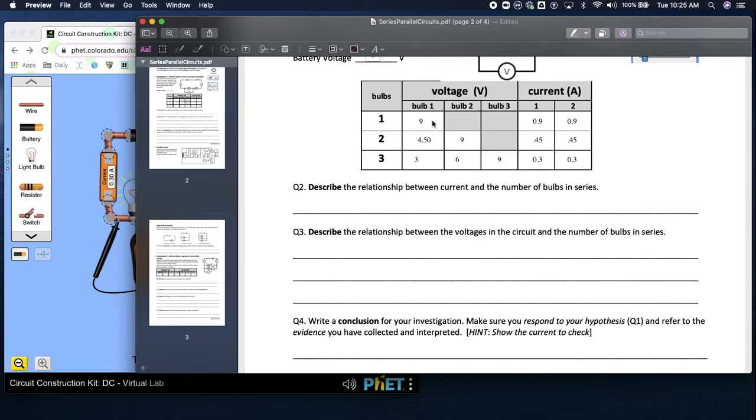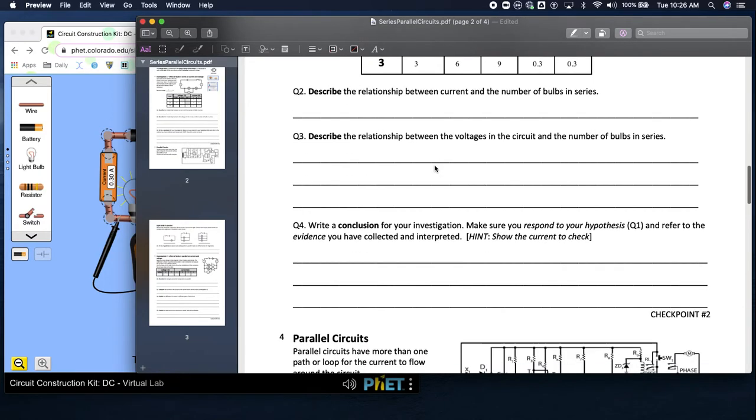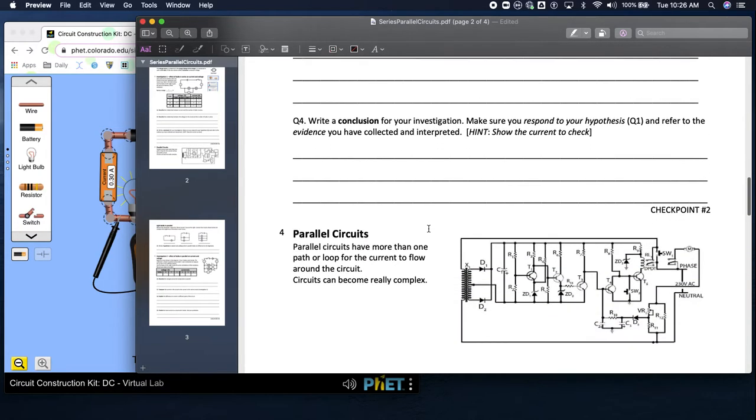Describe the relationship between the voltages in the circuit and the number of bulbs. 1 bulb is using 9, when there's just 1 bulb, it's using 9 volts. As the number increases, the voltage goes down per bulb. Okay, so whenever one thing goes up and the other goes down, because the first one is going up, that is called an inverse relationship. Okay, write a conclusion of your investigation.